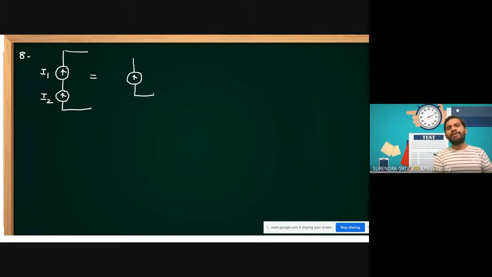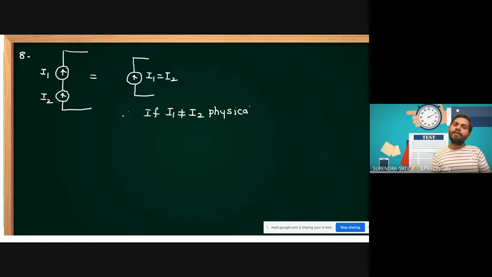But what is the condition, friends? The condition is I1 must be equal to I2. Then only can you replace it with a single current source. If I1 is not equal to I2, the physical connection is not possible. We don't have that type of connection, because in a series the current remains constant.